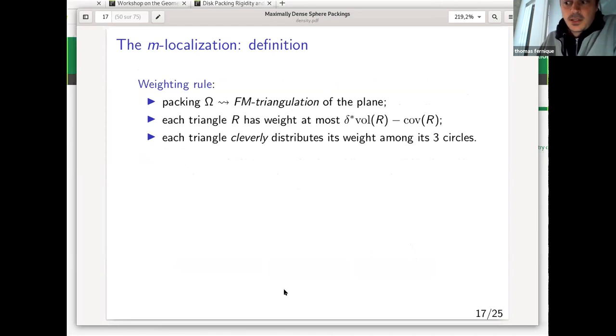So what is the M localization? I have 10 minutes left, right? So I will try to define the M localization. You have a packing of the plane by circles, and you take a triangulation of the centers of the disks, which is called the Feges-Molnar triangulation. I will define it in the next slide. For the moment, it's just some specific triangulation. Each triangle will have a weight, the optimal density that you want to prove, times the volume minus the part which is covered.